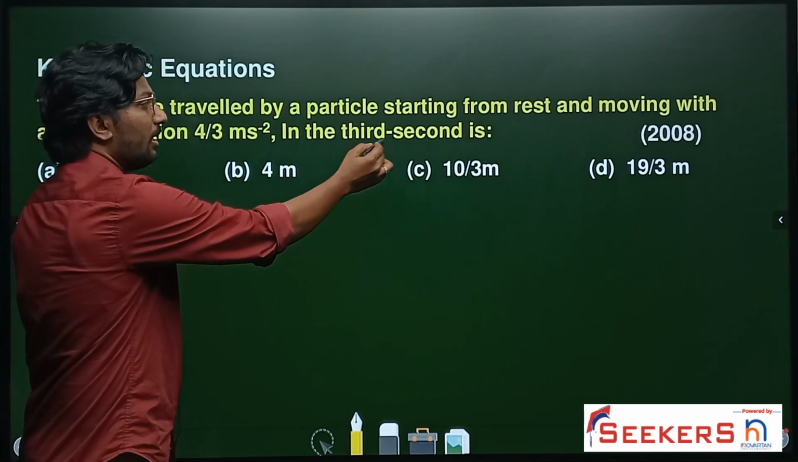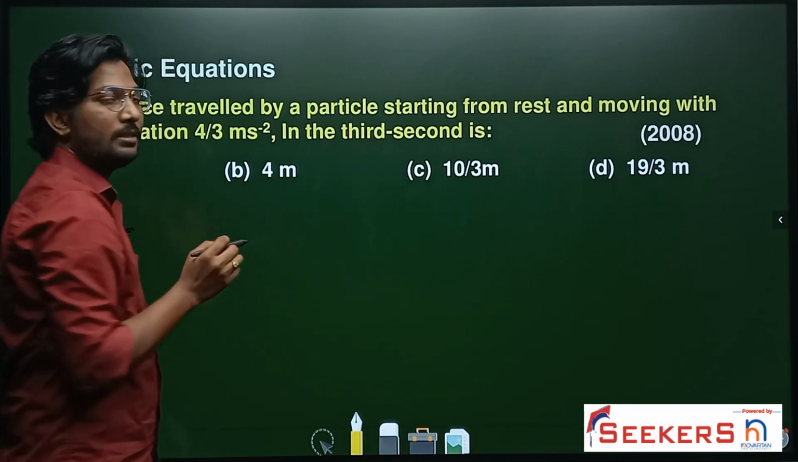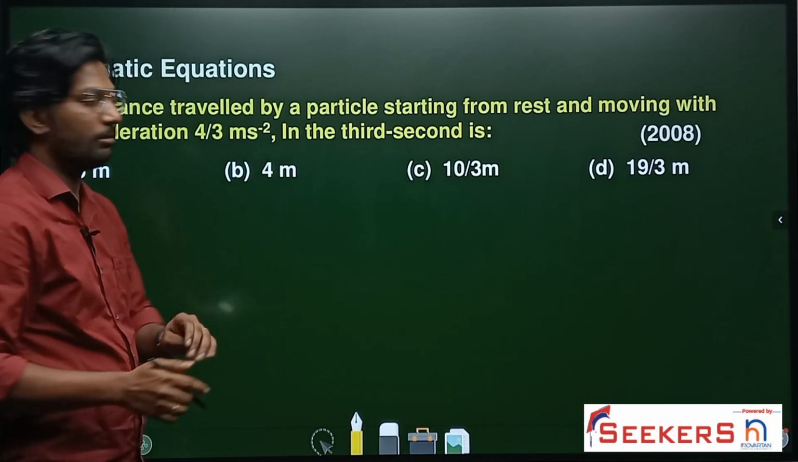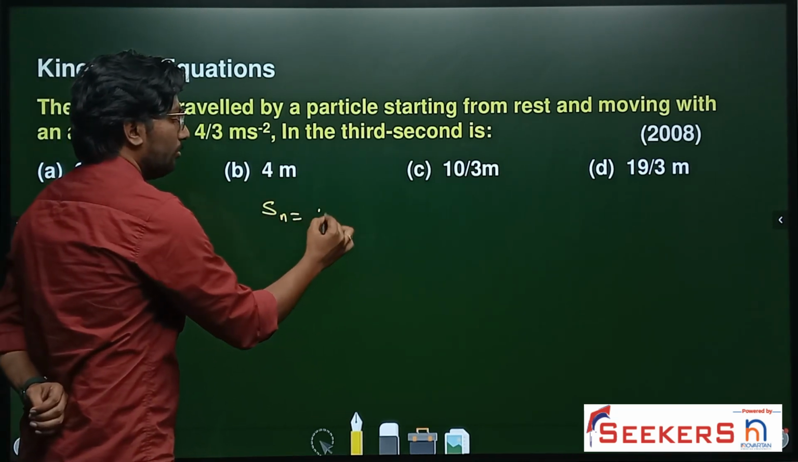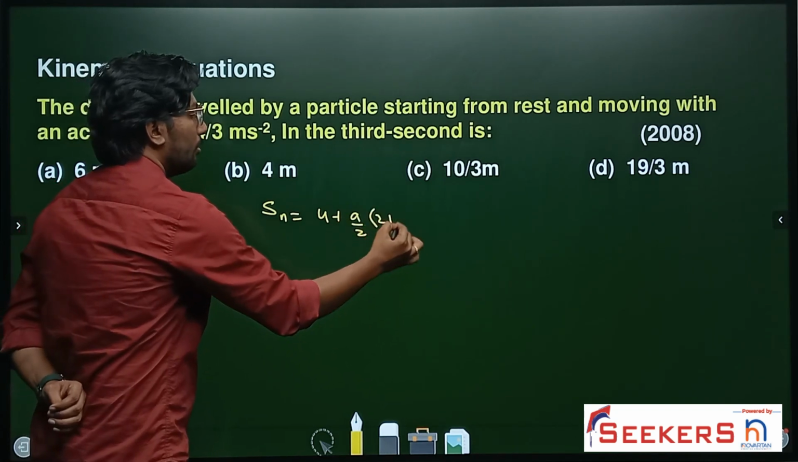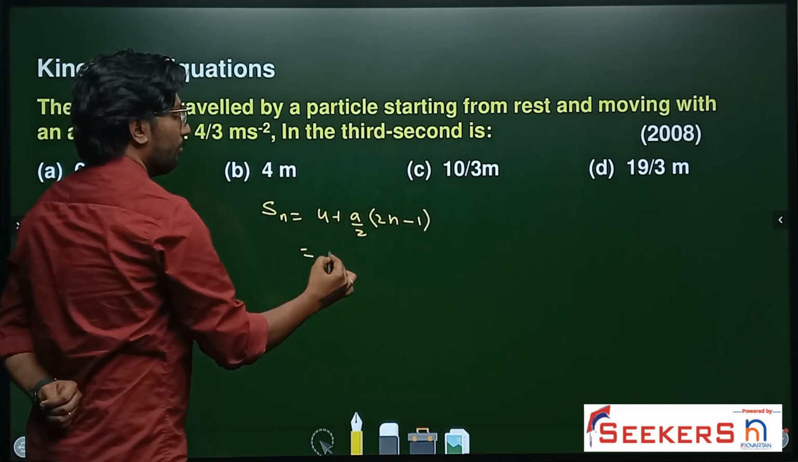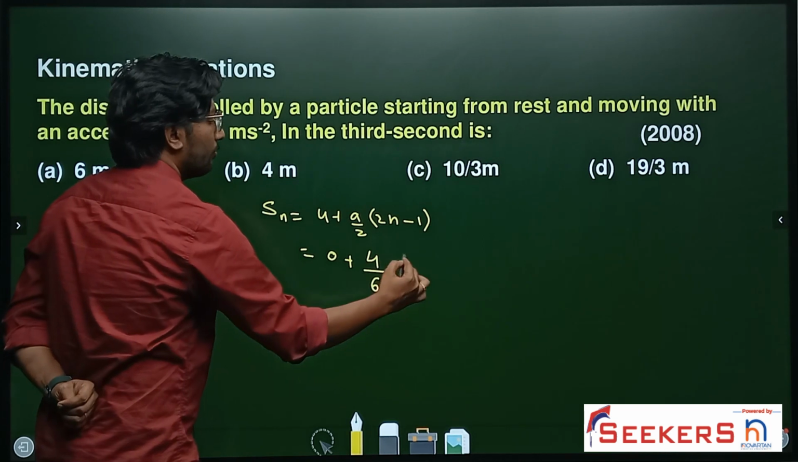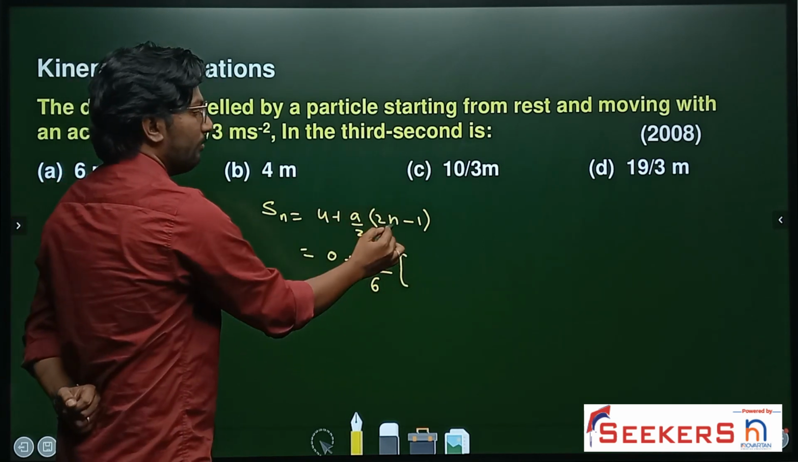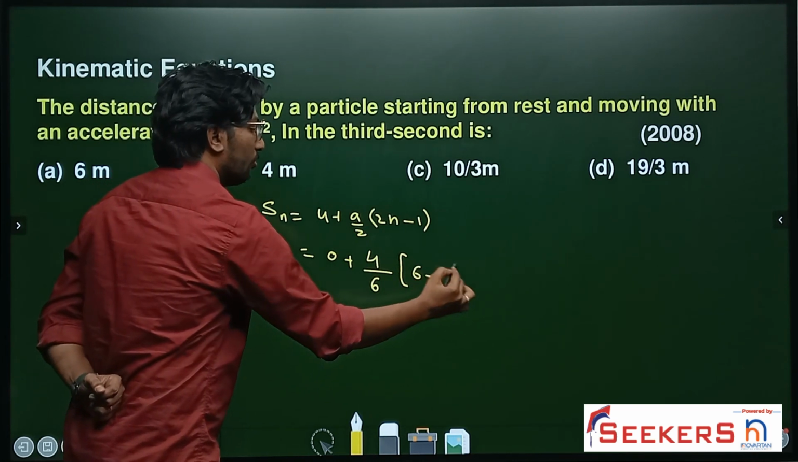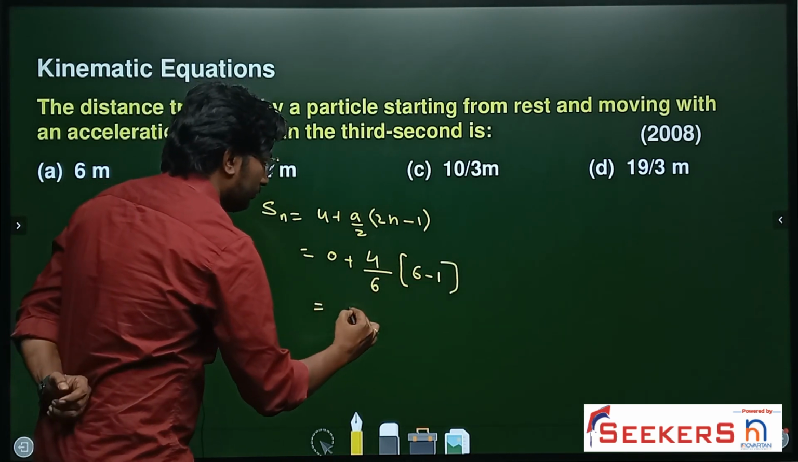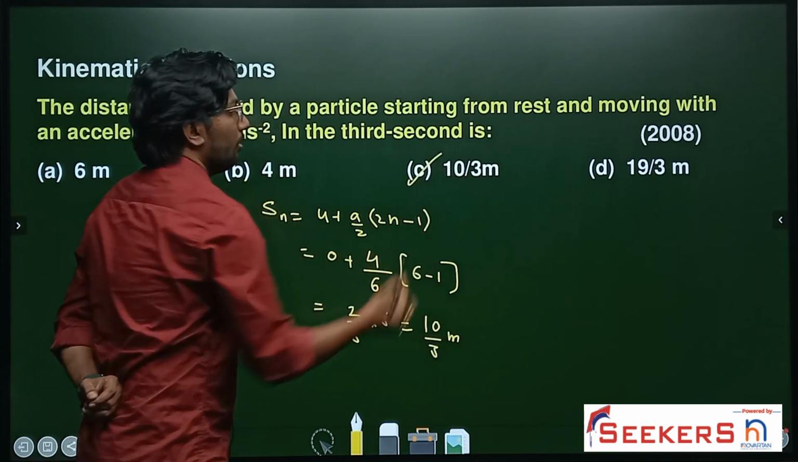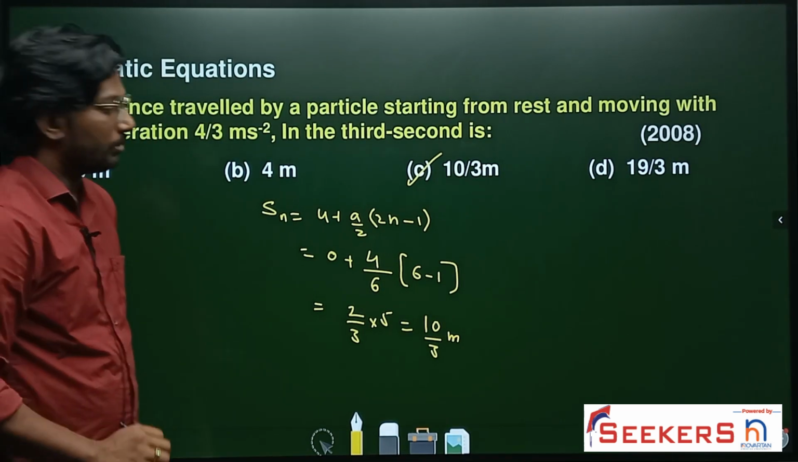And the distance they are asking, is it in the third second? Third second, in the sense, it is not an overall duration, it is a particular second, which means we have to use the fourth equation, that is Sn is equal to u plus a by 2 into 2n minus 1. So it started from rest, so initial velocity 0, acceleration is 4/3, there is a 2 over here, that will become 4/6, and third second, so n value will be 3, so 2 into 3, that will be 6 minus 1, so that should be 2/3 into 5 or 10/3 meters, which is option C. Okay, let's go for the next question.